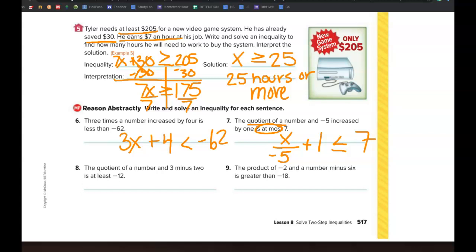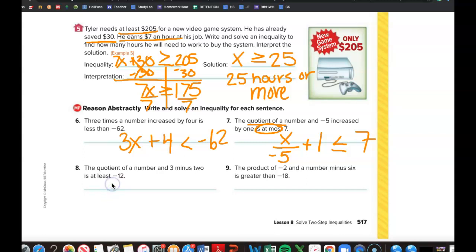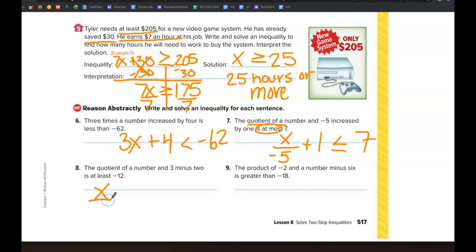8. The quotient of a number and 3, minus 2, is at least negative 12. I got x over 3. Yes. Minus 2, is that what you said? And then at least is what? At least simply is greater than or equal. Good. Negative 12. There you go.